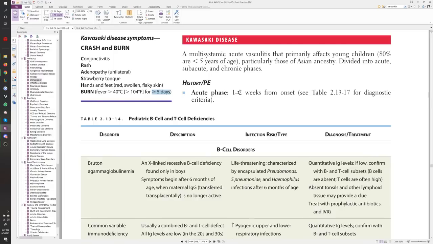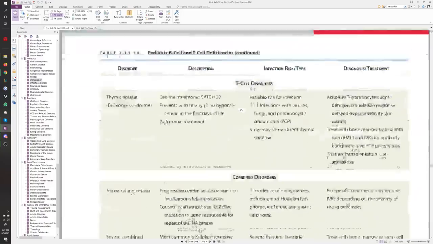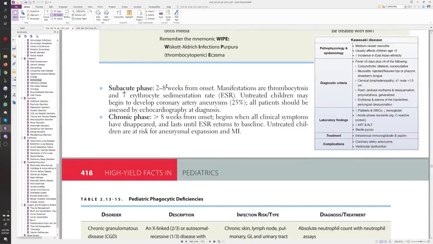So the acute phase has 1 to 2 weeks from onset, right? In this phase, you're going to have issues that occurred in the child before they presented with rash, conjunctivitis, and really bad fever, right? The subacute phase is the slower, even longer phase. That's what subacute means, which is 2 to 8 weeks from onset. They're going to have these manifestations of thrombocytosis, elevated ESR from inflammation. Untreated, children may begin to develop coronary artery aneurysms. All patients should be assessed by echo at diagnosis. So doing an echocardiography at this point is extremely significant.